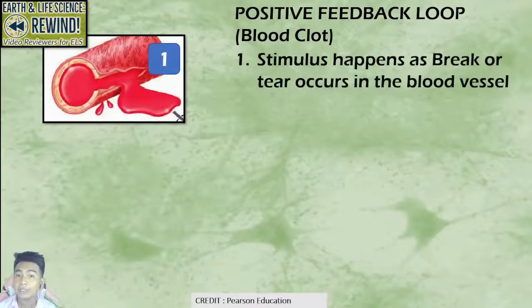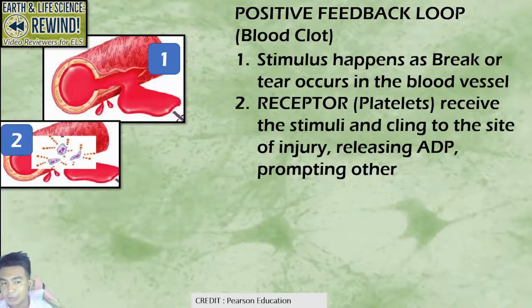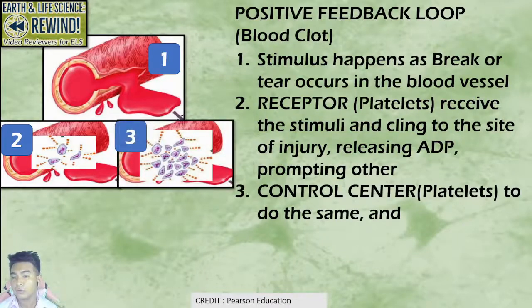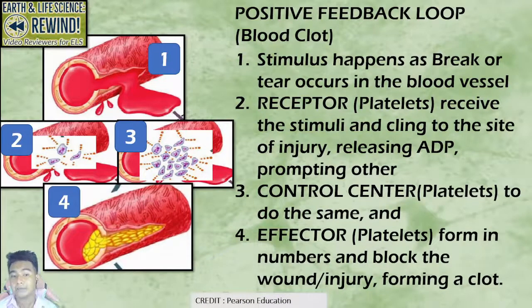So how about blood clotting? Stimulus happens as there is a wound, a break, or a tear that occurs in the blood vessels. Next would be the receptor, which are the platelets. The platelets receive that stimuli that something is wrong, that there is an injury within the blood vessels, and they cling to the site, releasing ADP or adenosine diphosphate, prompting other control center platelets again to do the same. So they cling together to block the site of the injury, and the effector, which are the platelets again, form in numbers, block the wound. They form a clot after that.